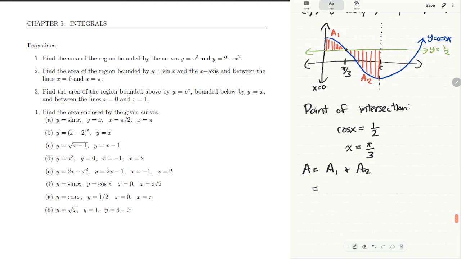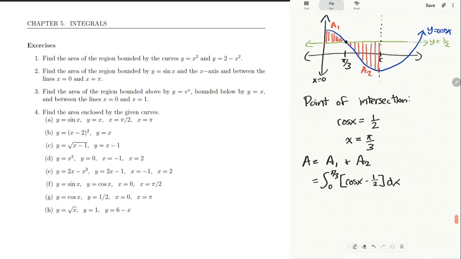And to find the area for A1, we're going to integrate between 0 and pi over 3. The upper function is cosine. The lower function is the line 1/2, y equals 1/2. And then we'll add it to the area of the second region. So we'll integrate between pi over 3 and pi. This time the upper function is 1/2 and the lower function is cosine.